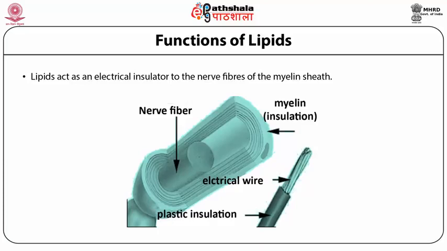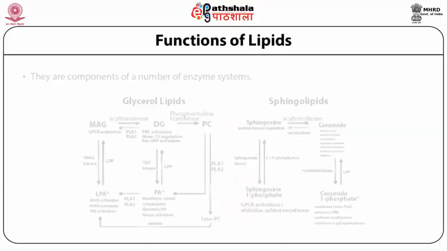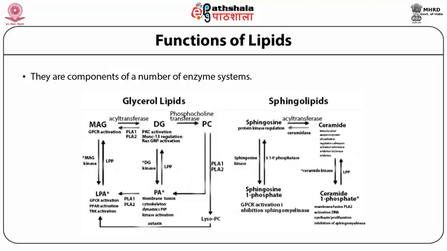especially to the nerve fibers of the myelin sheath. In this picture, one may see how nerve fiber and myelin insulation takes place with the help of lipids, and also a projection to represent the insulation in the form of plastic by lipids and the electrical wire as a nerve fiber. Lipids are also the components of a number of enzymes and enzymatic systems.